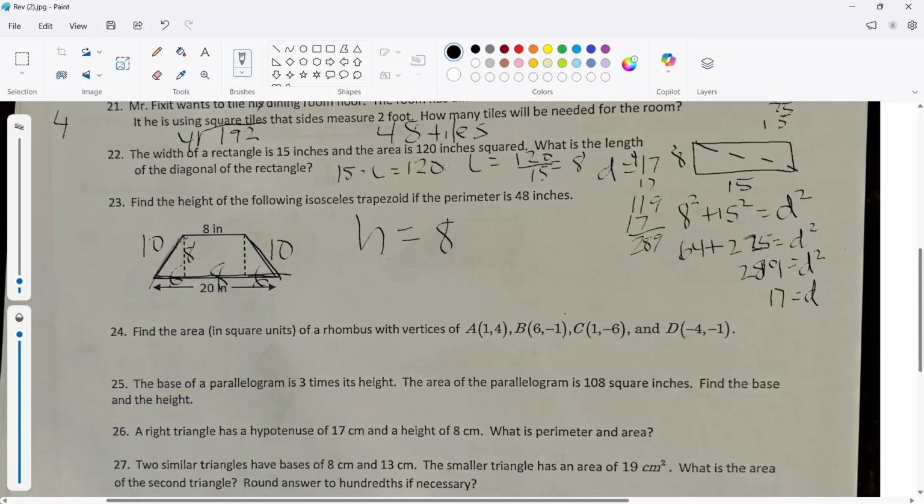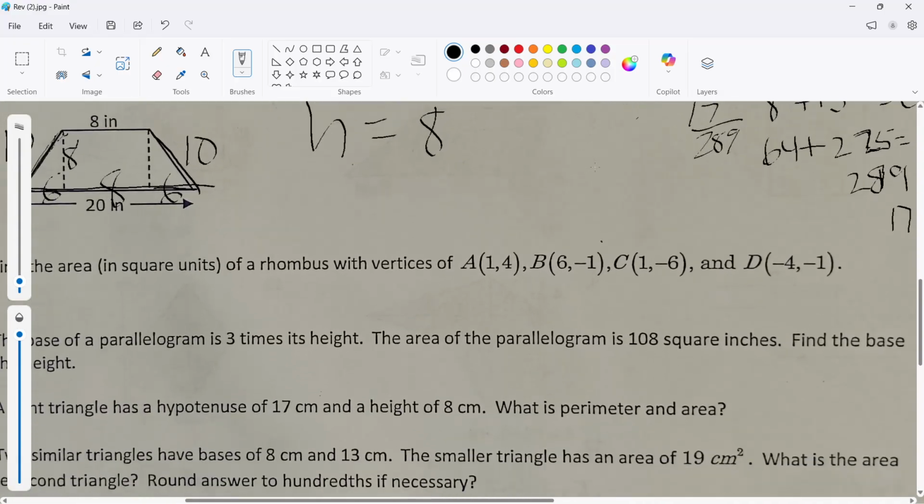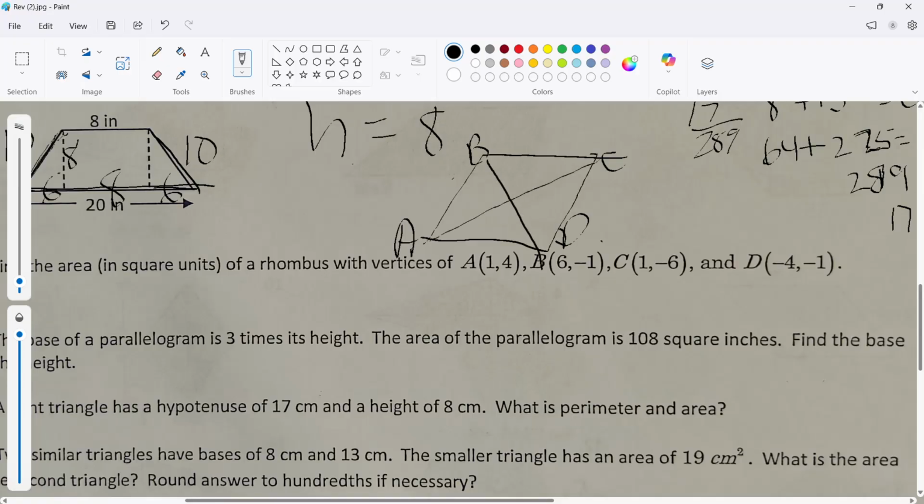Find the area in square units of a rhombus with these vertices. Well, let me look at this rhombus. Remember, a rhombus is like a square parallelogram. A square is a parallelogram, but a rhombus is a parallelogram that doesn't have 90-degree angles, but still has equal sides. So this is A, B, C, D. And what does it want? The area. The area of a rhombus is one diagonal times the other diagonal divided by 2. It's a form of kite.